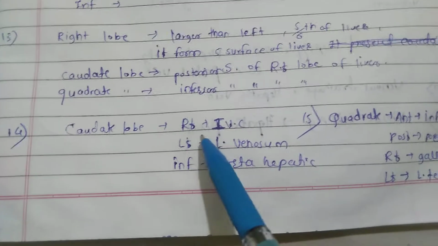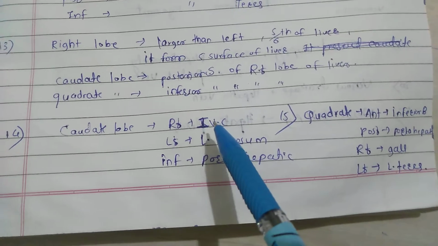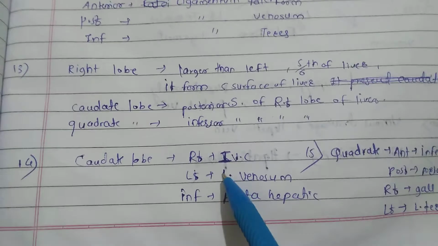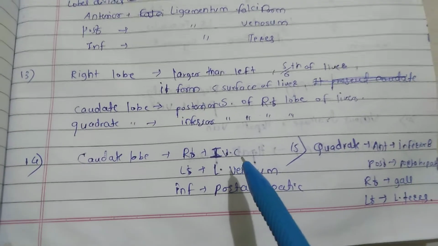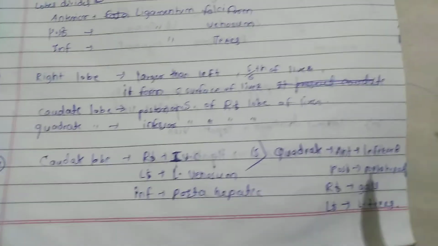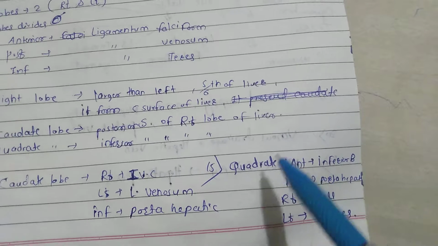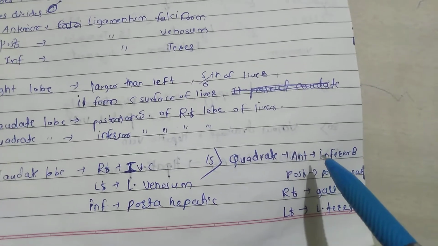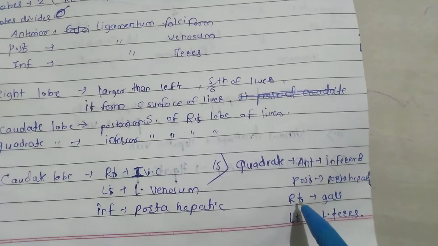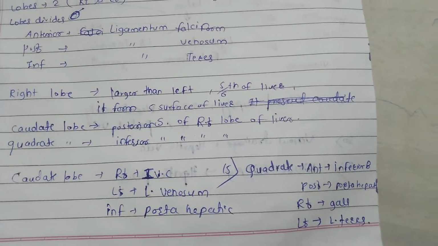Now the caudate lobe: on the right side is the inferior vena cava, on the left the ligamentum venosum, and inferiorly there is the porta hepatis. Now the quadrate lobe: its anterior portion contains the inferior border, posteriorly the porta hepatis, on the right the gallbladder and on the left the ligamentum teres.